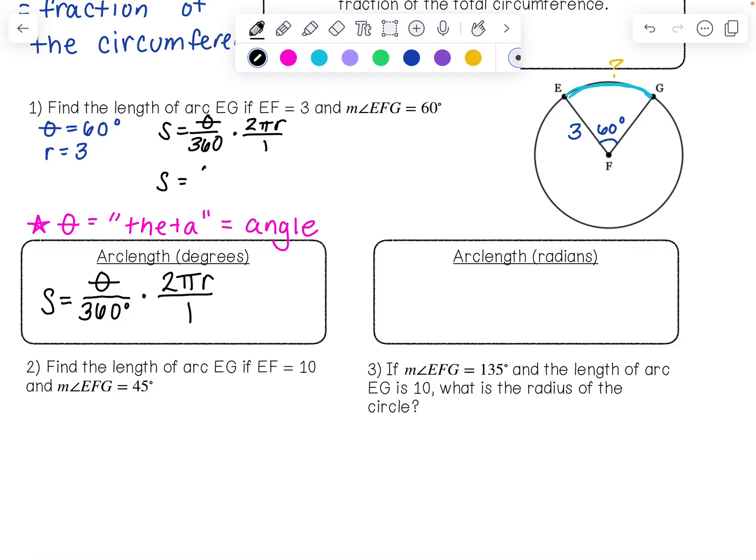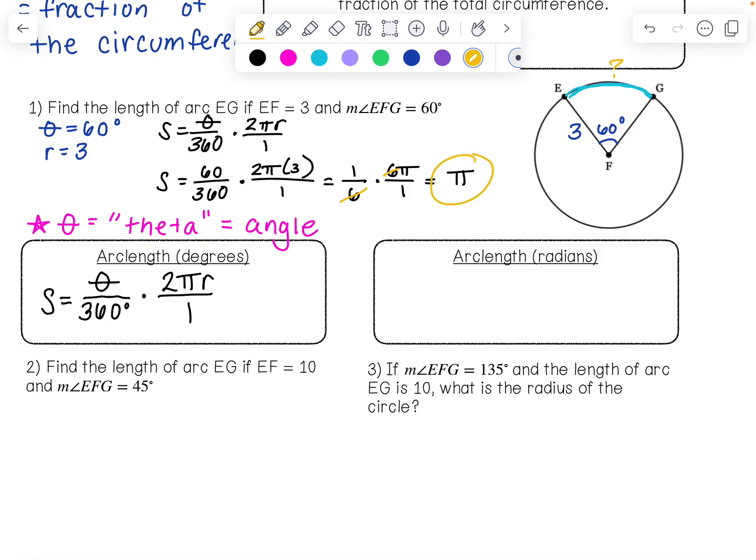So our arc length here is going to be 60 over 360 times 2 pi times 3. Now I'm hoping 60 over 360 you can do in your head. That's going to reduce down to 1 over 6, right? And then 2 pi times 3 is going to give me 6 pi over 1. Well, a 6 and a 6 are going to cancel out, since 1/6 of 6 is just 1. So my arc length here for this problem is just going to be pi.